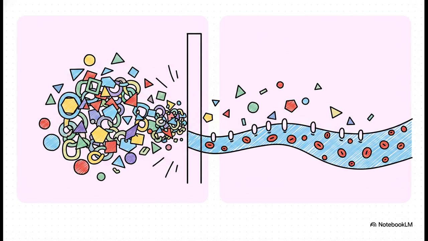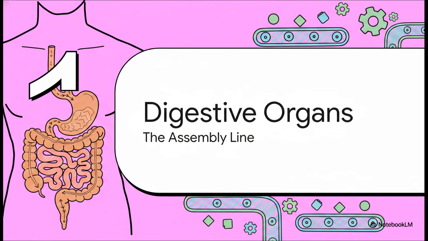Our digestive system's single overriding goal is to break those massive chains down into small, soluble molecules. Only then can they slip right into the blood and be carried all around the body to the cells that desperately need them. All right, section 1, the digestive organs, our body's biological assembly line.